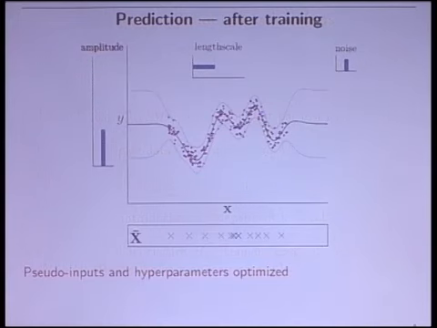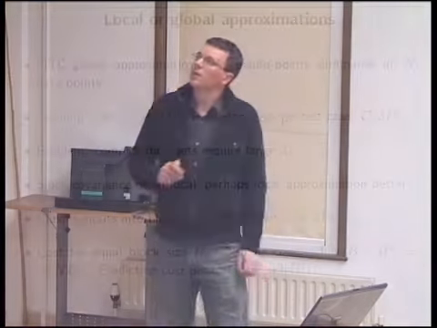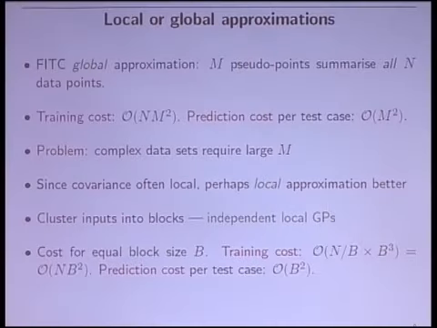I'll show you some results on some more realistic data sets later on. So this is one way to go if you want to speed up Gaussian processes. But there's another sort of direction, which is again an old line of thought, which is to do a much more of a local regression type approach.